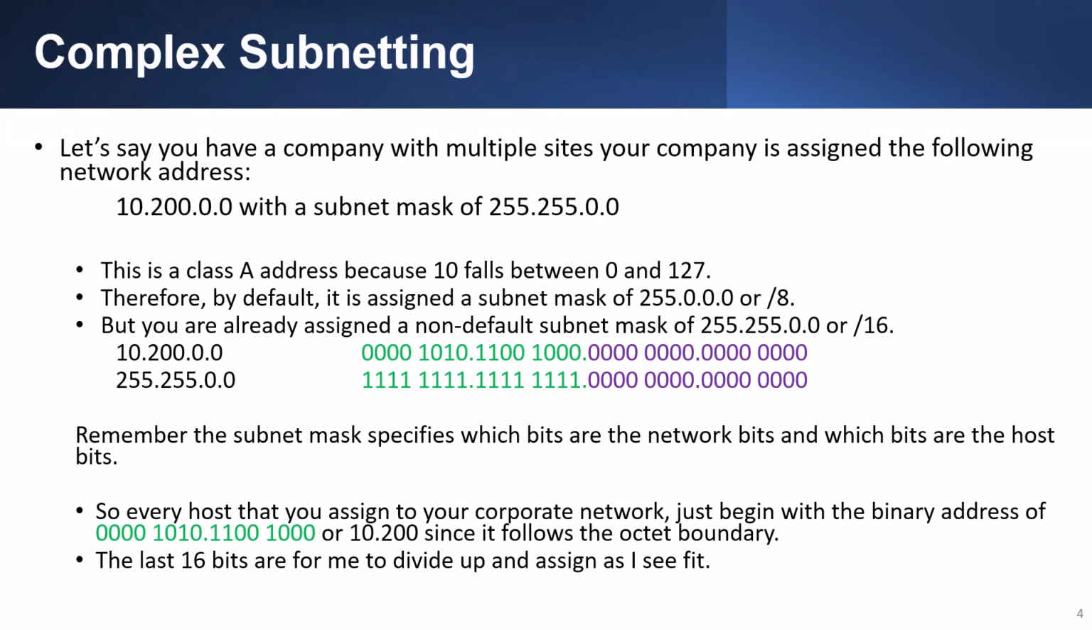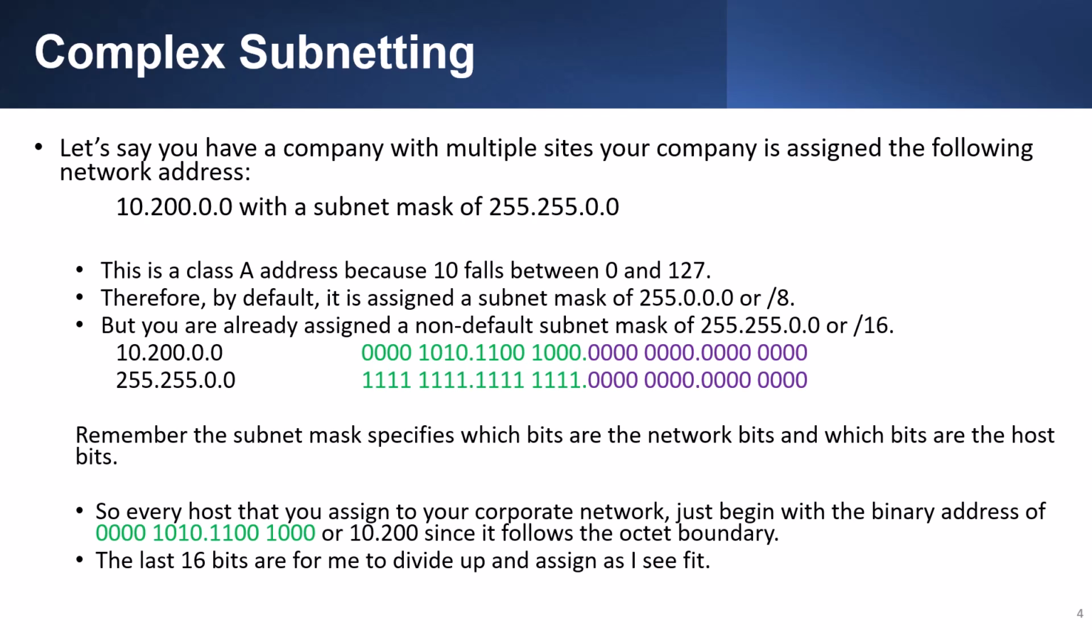Let's say you have a company with multiple sites. Your company is assigned the following network address, 10.200.0.0, with a subnet mask of 255.255.0.0. This is a Class A address because 10 falls between 0 and 127. Therefore, by default, it is assigned a subnet mask of 255.0.0.0 or CIDR notation /8.